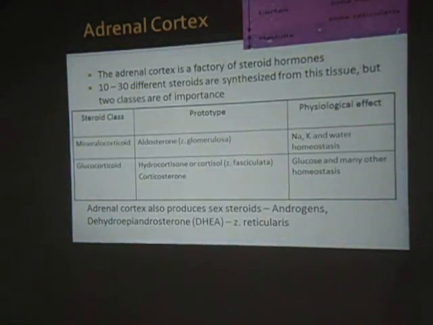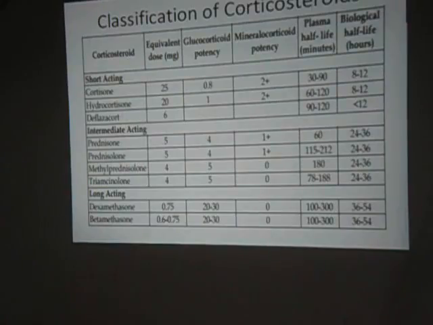What are the three layers of the cortex? Zona glomerulosa, fasciculata, reticularis. What all is synthesized? Why do we call it glucocorticoids? What is the action of mineralocorticoid? All these things we have seen.